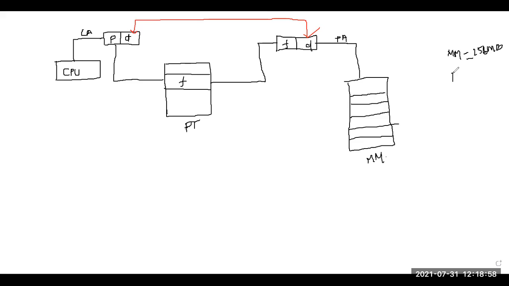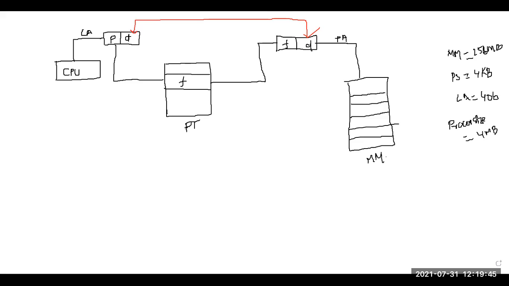Then your page size is given, which is equal to 4 KB. Then the number of bits used in the logical address is also given, which is equal to 40 bits. Then the process size is given. What will be the size of my process? The process size is 4 MB.